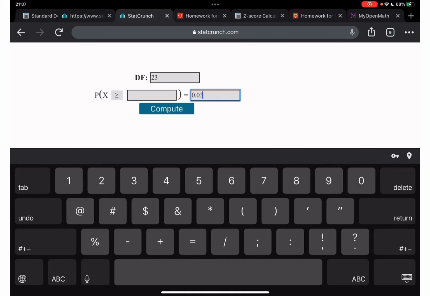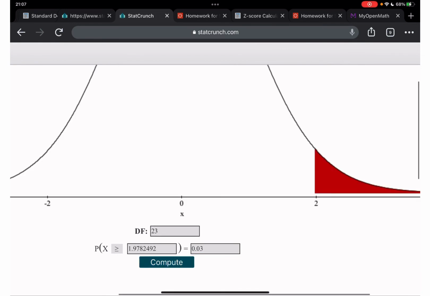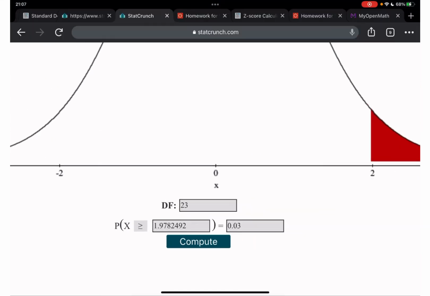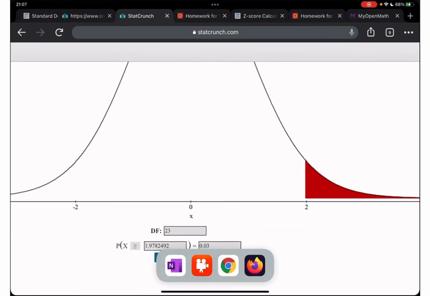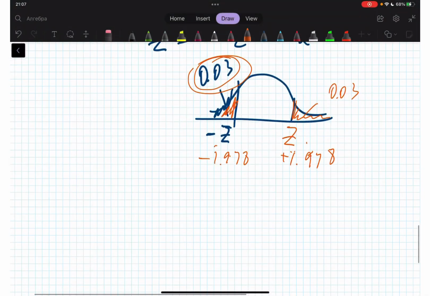0.03. Okay. Compute. And there we go. And as you can see, we got positive 9.78. Why? Because just like I said, the areas are the same.